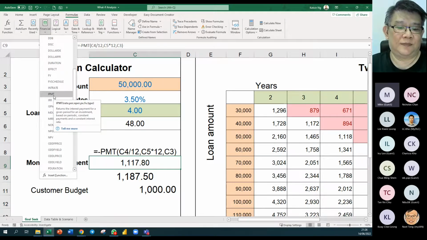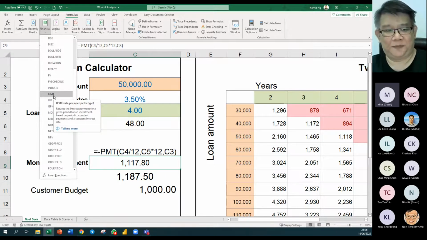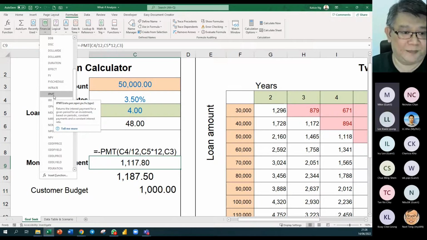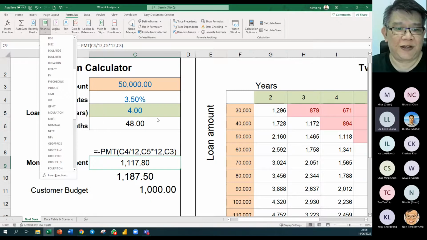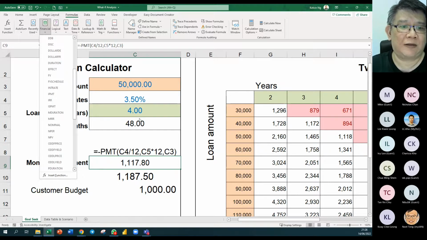It sounds a bit complicated because they say daily interest is better if you pay this way. If you say daily interest, then you have to divide by 365, no? This one is monthly, so you divide by 12. So it depends on your calculation, whether it's daily or monthly interest. For daily, you just divide by 365.